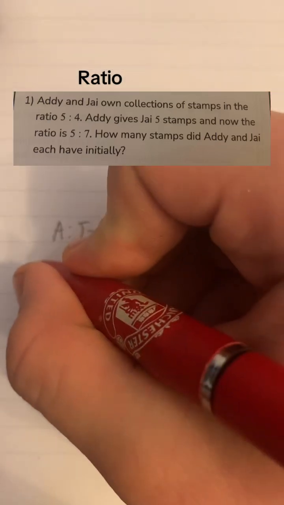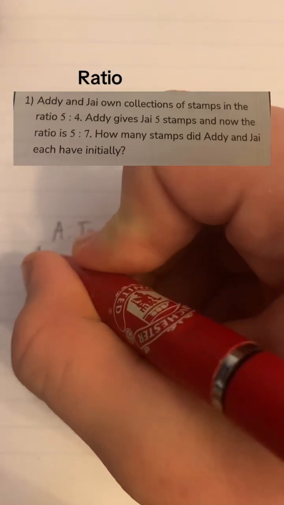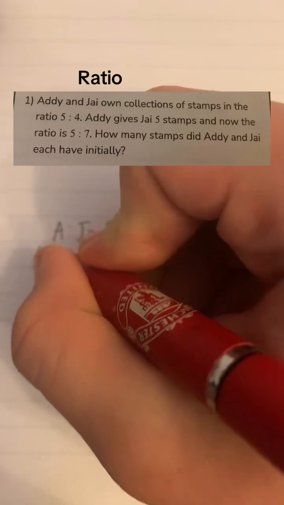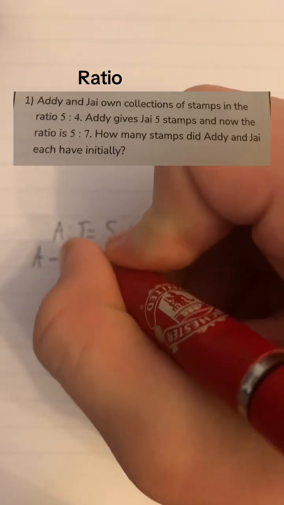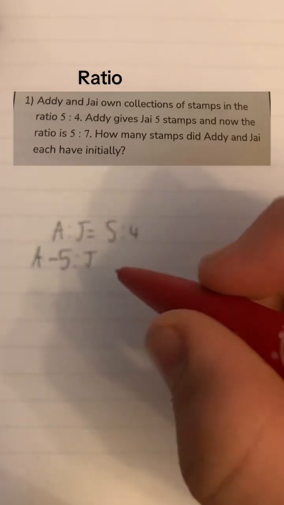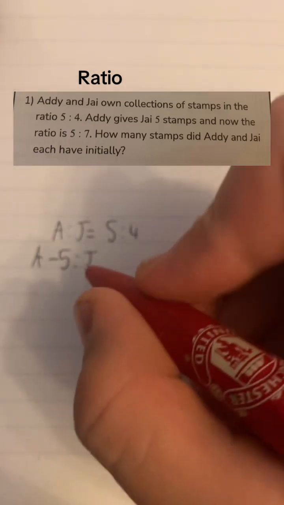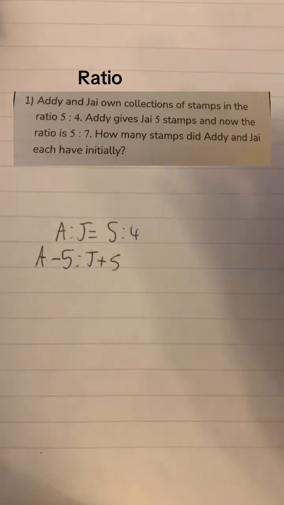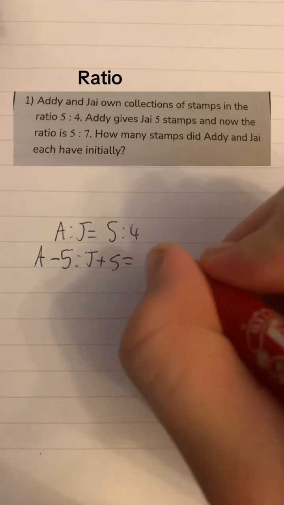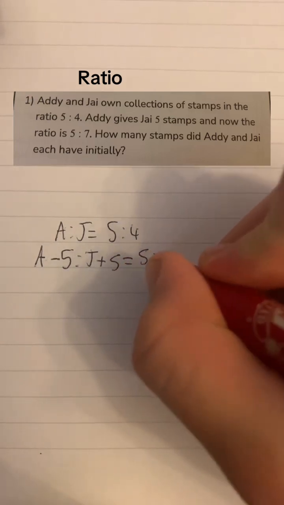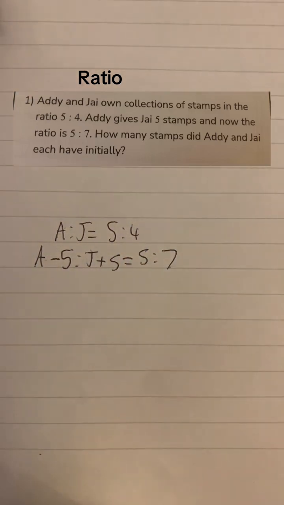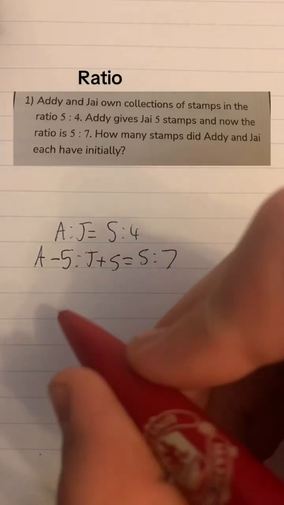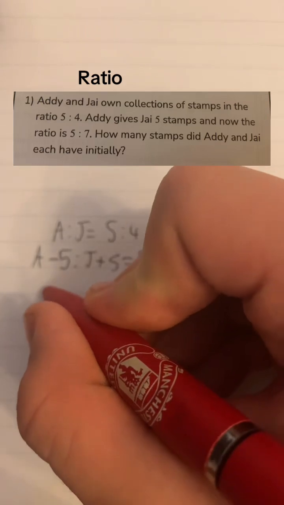So if Addy gives 5 stamps, then that means they lose 5 stamps. So A minus 5 to J, since they gain 5 stamps because Addy gave J stamps, add 5. And that is equal to 5 to 7. There's a bit of a simpler way of doing this part, but this is just for simplicity.